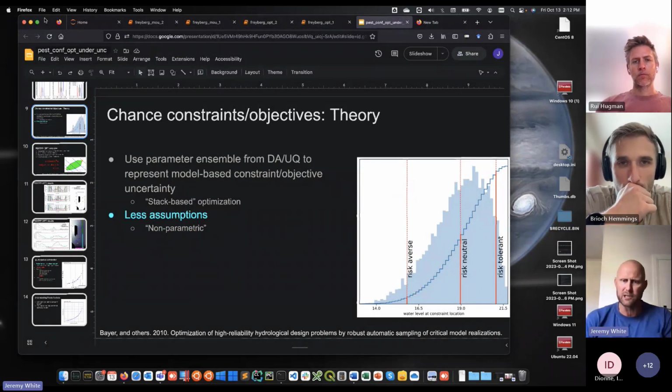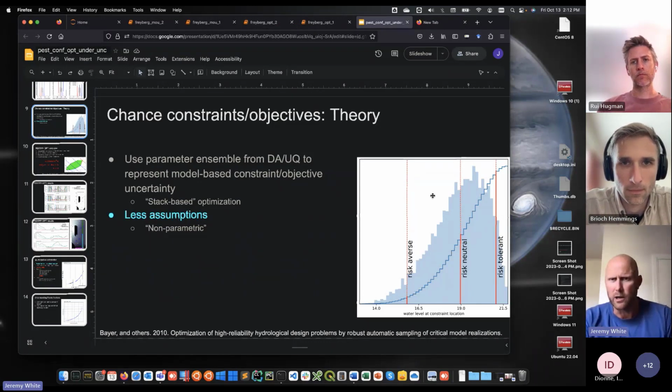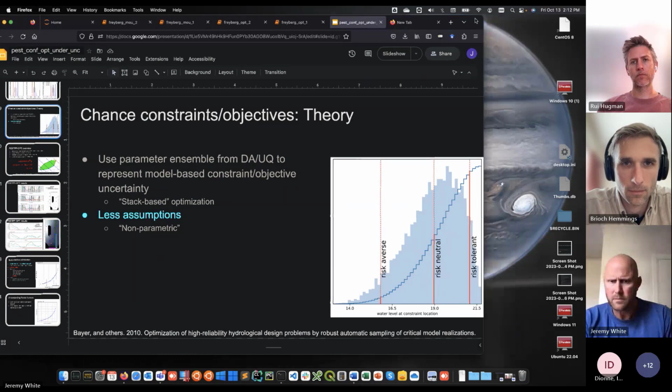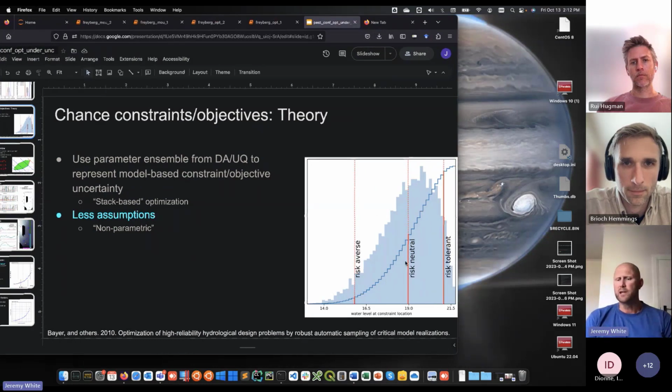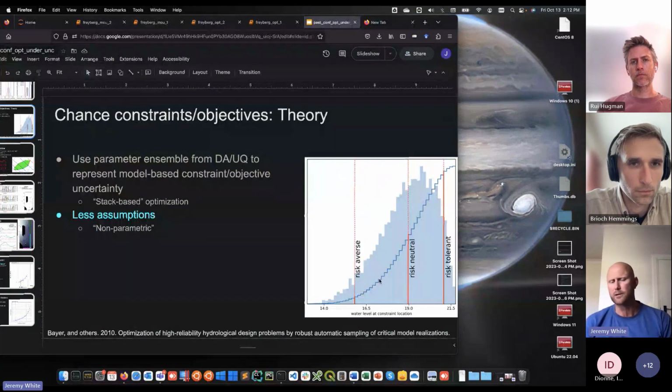I'm sure you guys have seen some of this before, but the idea is, here's our distribution, right? For some, let's say this is a dewatering problem. And the idea is that maybe the dewatering problem has to draw the water level down to 19. And so we run our model with our ensemble, and because hydraulic connectivity is uncertain, storage is uncertain, etc., we don't just get 19, we get a range of values.